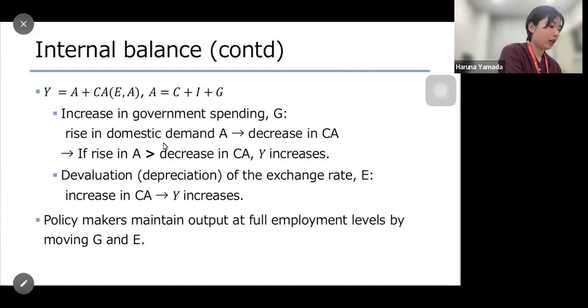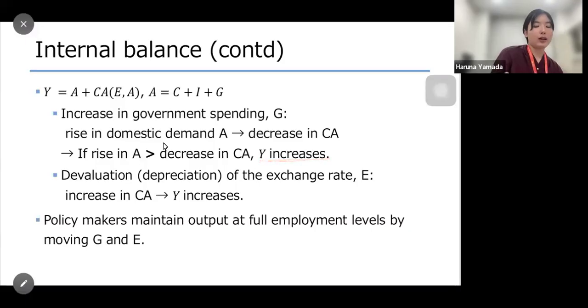So therefore, the sign of the Y change is ambiguous. A increases, but CA decreases. So therefore, the sign of Y is ambiguous. But if the rise in the absorption is greater than the decrease in the current account, then Y increases.